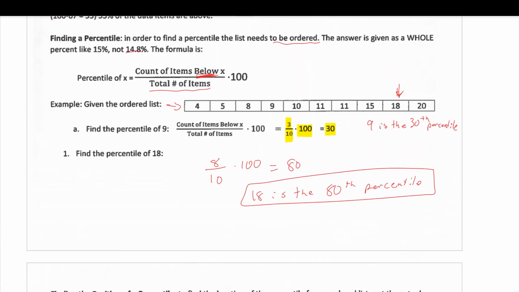Another way to write this, just like in the previous problem, you can say P with the little subscript 30 is 9. You can say it like that. Same thing for this one. You say P sub 80 is equal to 18. Okay, that's just another notation for that, instead of having to write a whole sentence.